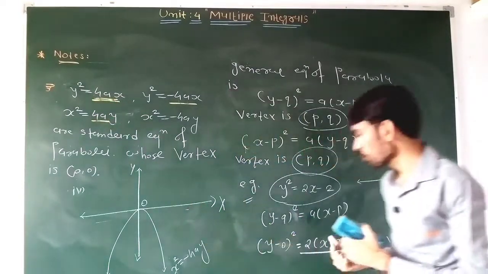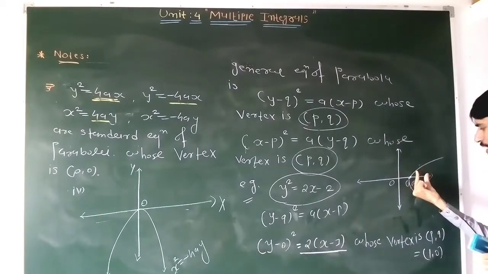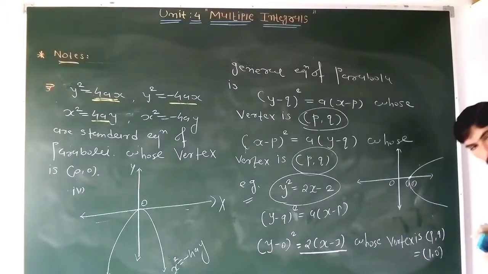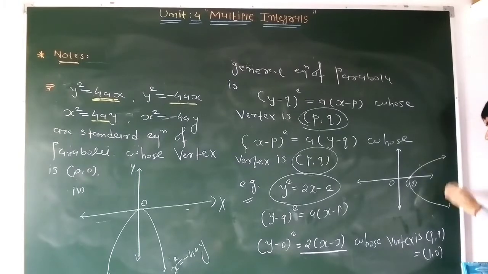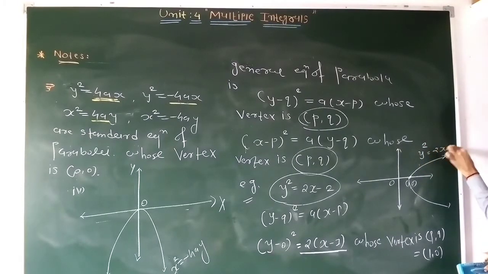Similarly our x is positive, so open with the positive x-axis and passes through the point 1, 0. So this is the equation of parabola y square is equal to 2x minus 2.